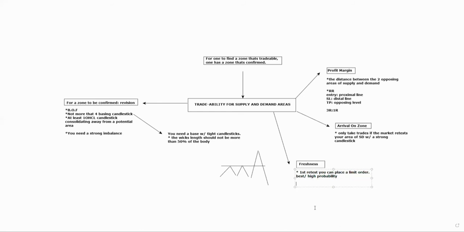Upon the second retest, wait for candlestick confirmation. Because why? Orders are being filled gradually, right? So wait for candlestick confirmation. Now with three or more retests, know that your zone has been used up.